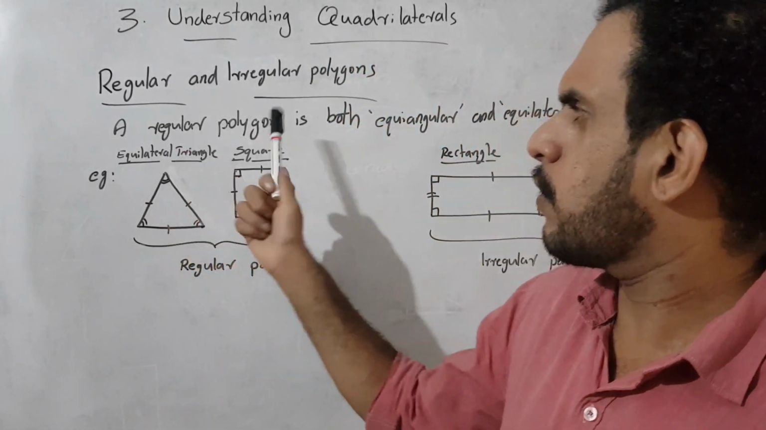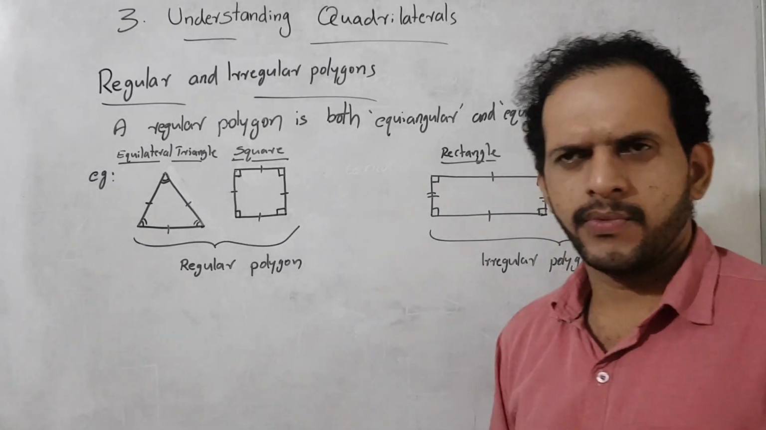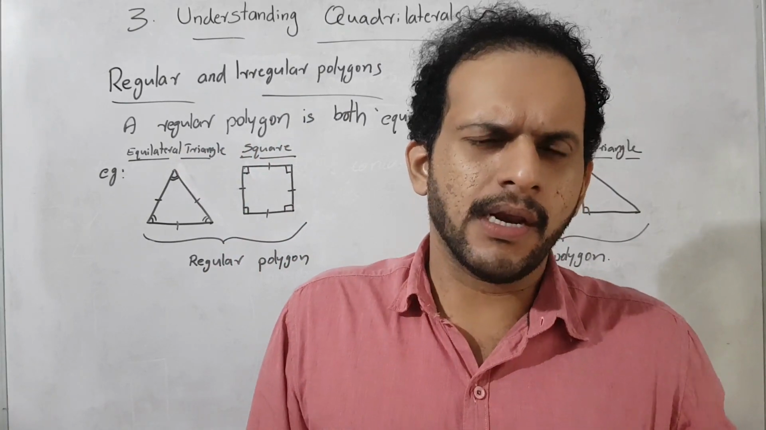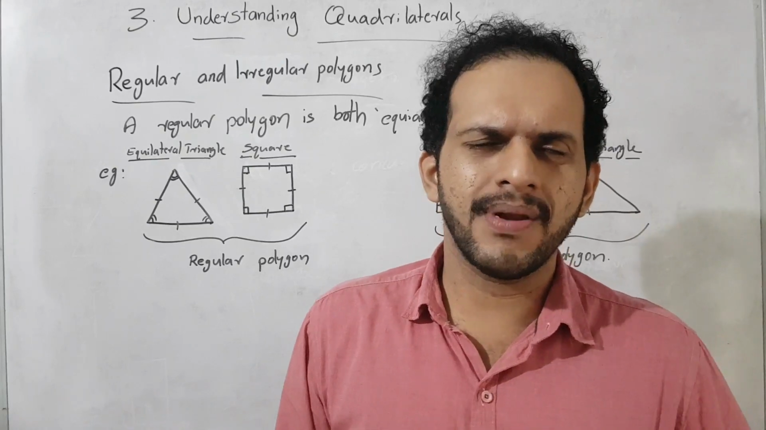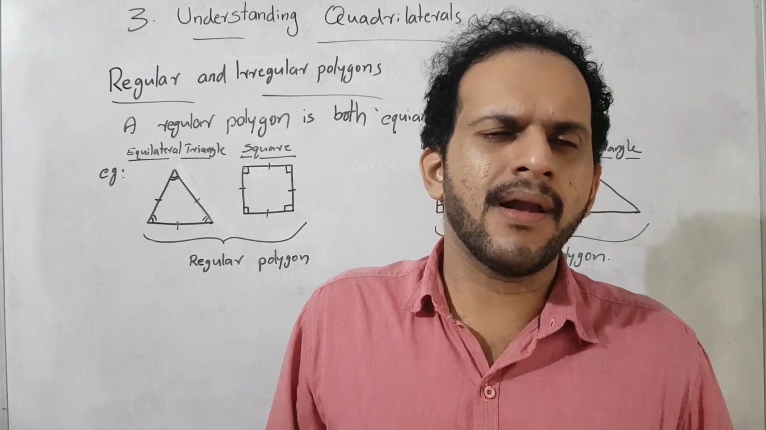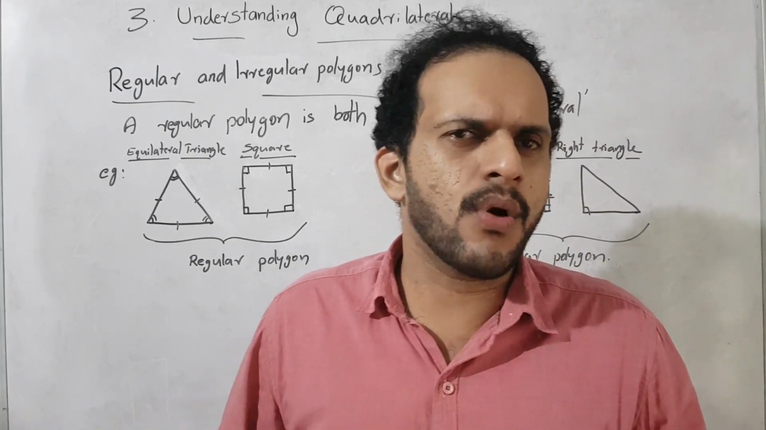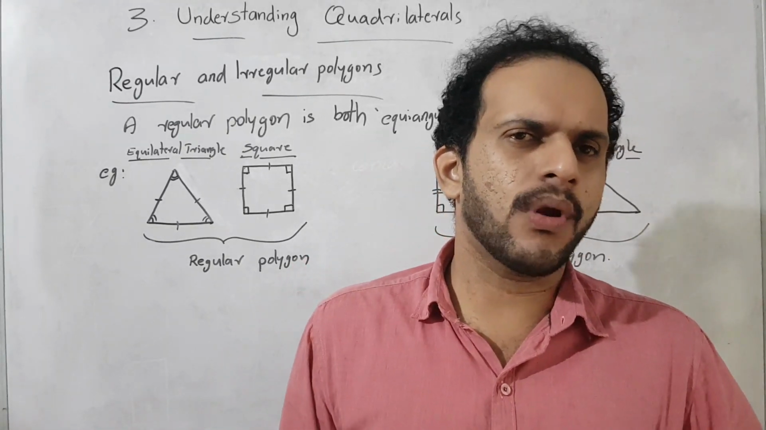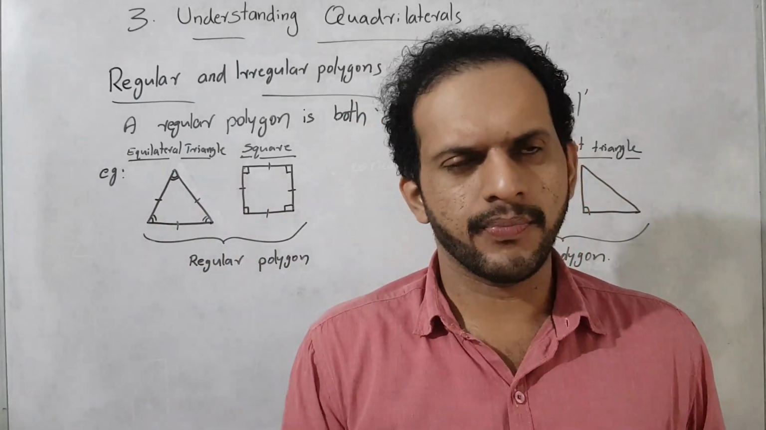A regular polygon is both equiangular and equilateral. What is the meaning of this? Equiangular means equal angles. Equilateral means equal sides. A polygon in which all angles are equal and all sides are equal is called a regular polygon. The most common examples of regular polygons are the equilateral triangle and the square.